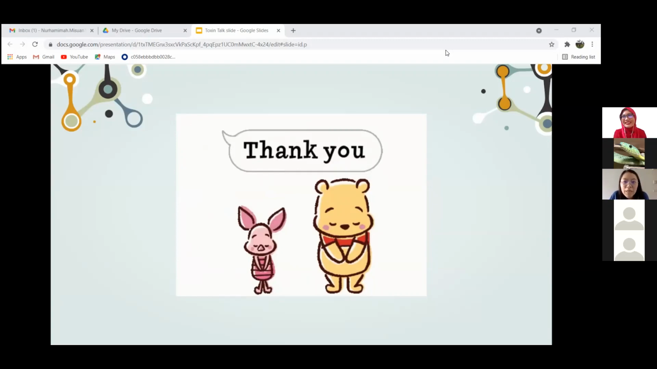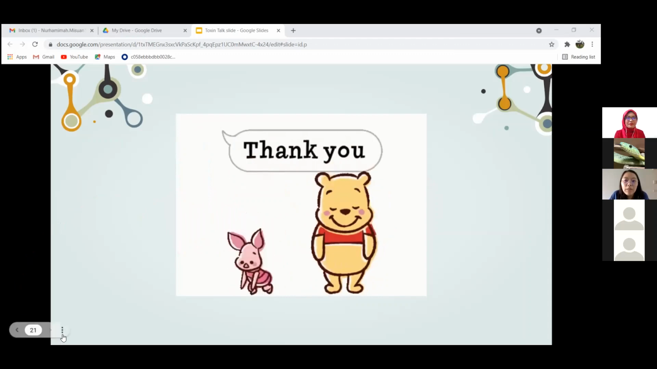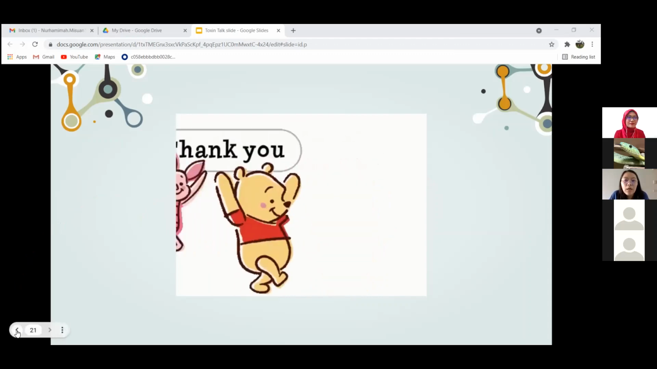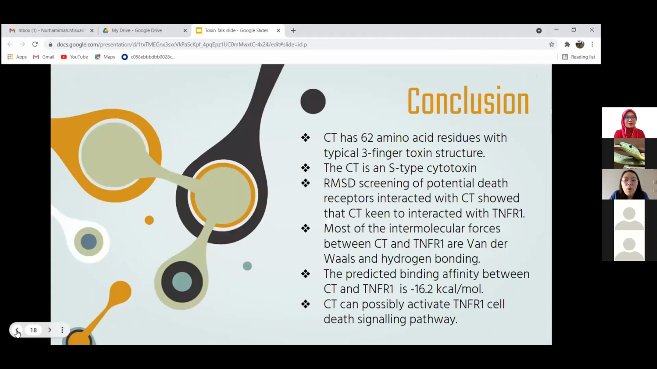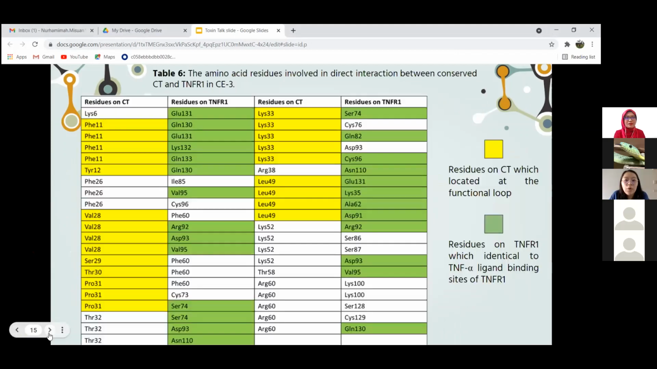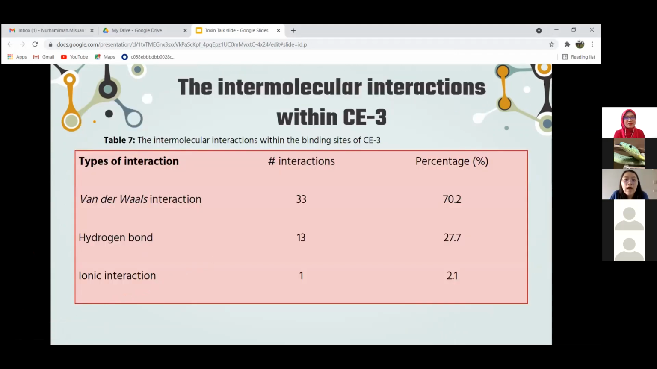Okay, the next question is also from Dr. Steve. Even though there was only one ionic bond making up about 2.1% of the total bonding, do you think this ionic bond is responsible for a lot more than 2.1% of the total interaction strength, since ionic bonds are normally stronger than van der Waals, for example?